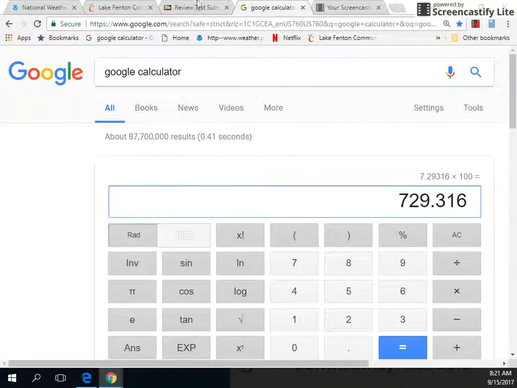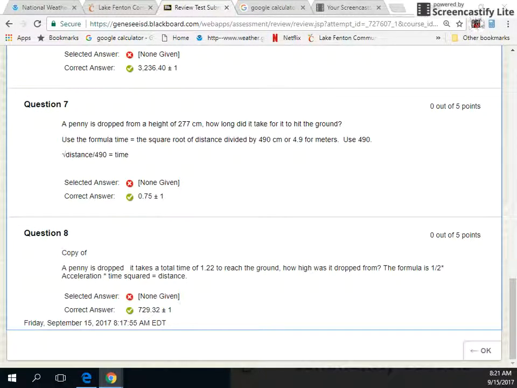And I'll handle that. But that's it. That is what it takes to do displacement formulas. Good luck. If you have any questions, come see me.